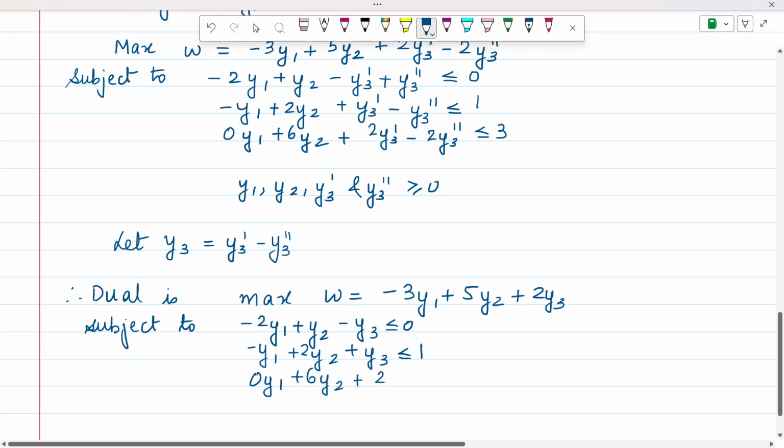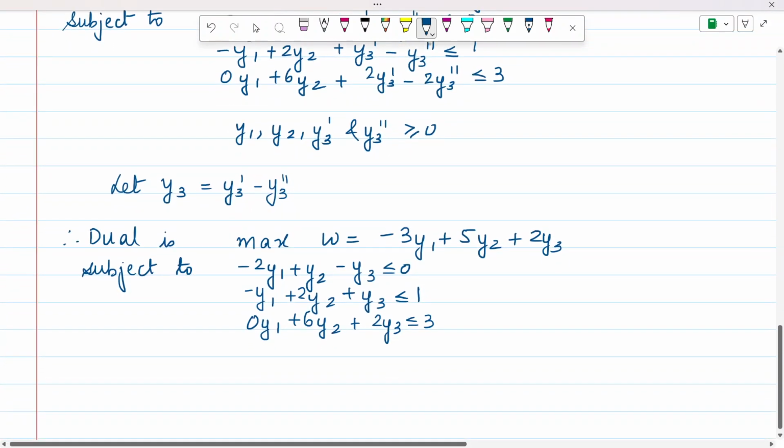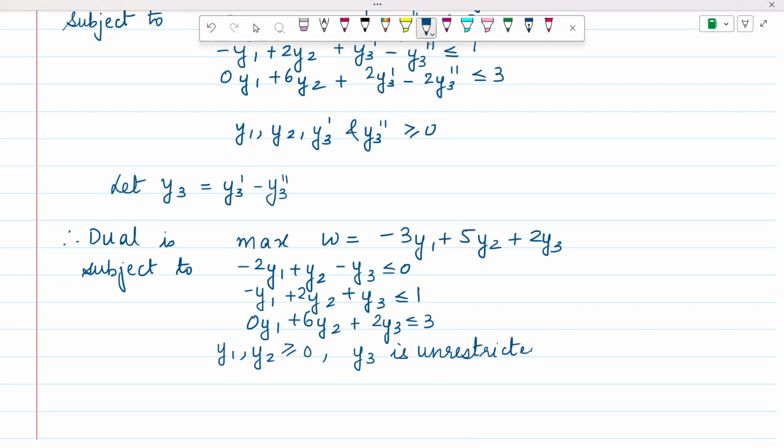and the last constraint becomes 0y1, 6y2, 2y3 less than or equal to 3, and you will have y1 and y2 greater than or equal to 0, and in this case y3 will be unrestricted. We have seen how to deal with unrestricted to y3 prime and y3 double prime. We are going to reverse now.